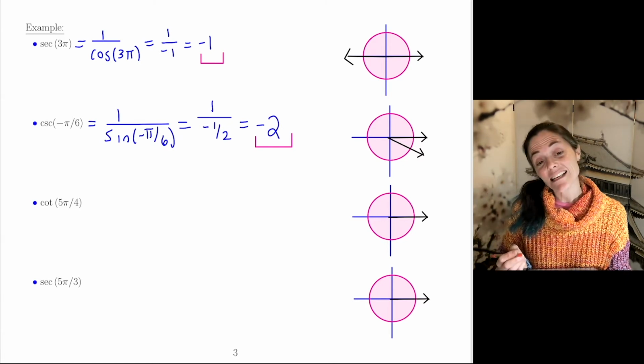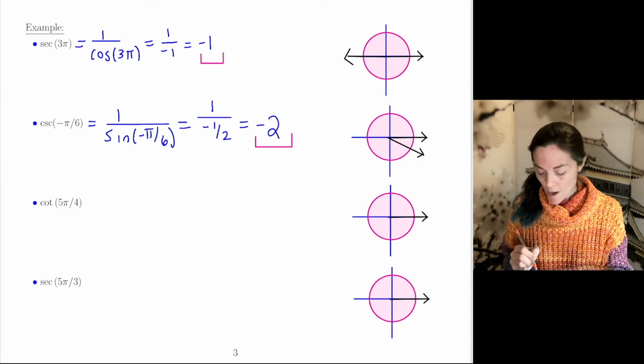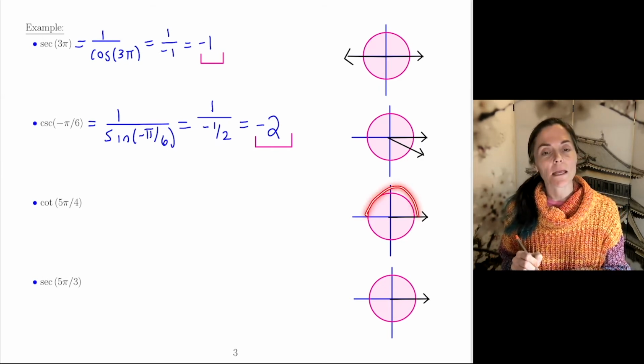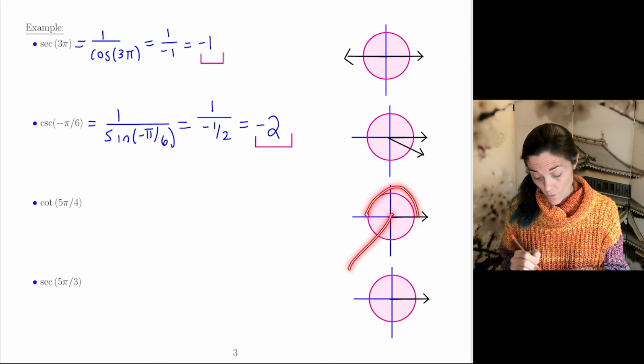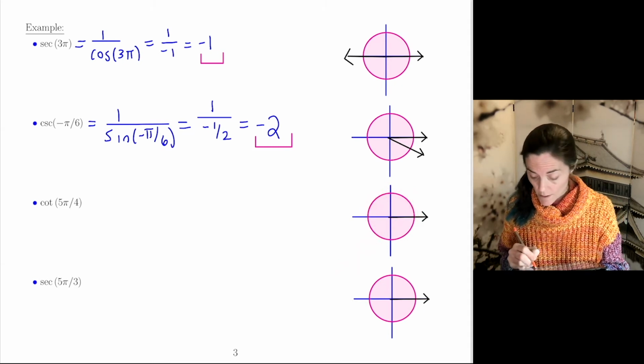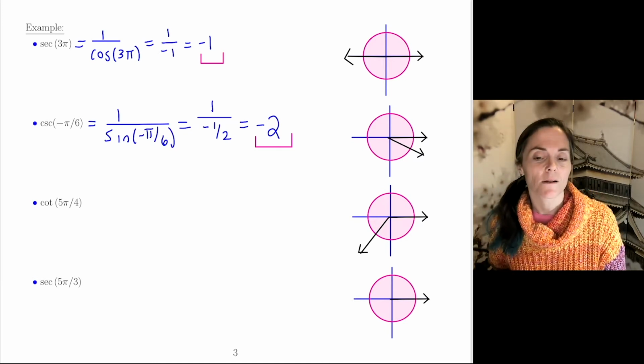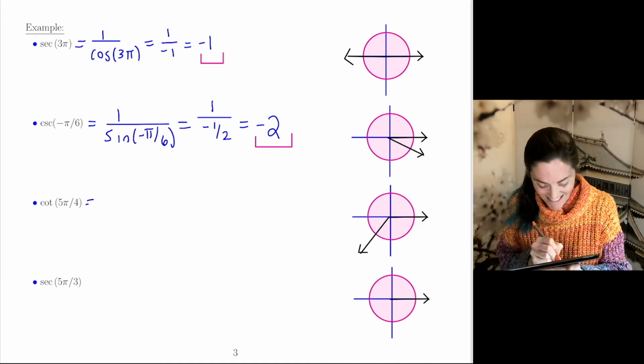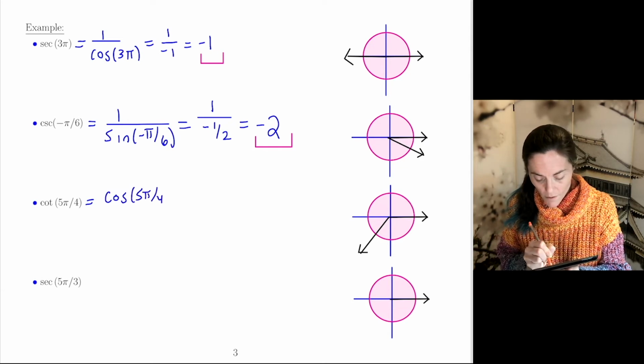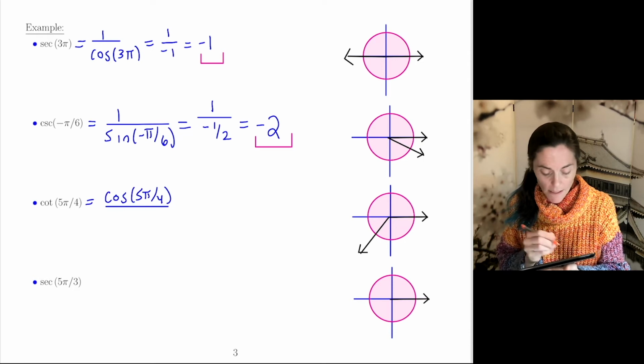The next angle is 5 pi over 4. Well, we move by pi, that gets me to here. And then there's 1 more pi over 4. So we are here. This is in quadrant 3. Cotangent would be cosine 5 pi over 4 divided by the sine 5 pi over 4.